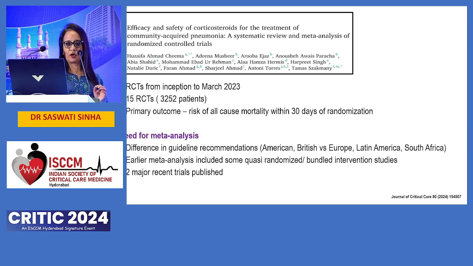I would just like to focus on the one which was published this year, and they have included the two latest trials. What is the need for so many meta-analyses? It's probably that we are still not able to decide who, when, and why to give steroids, and there has been a difference in the guideline recommendations. American and British do not recommend giving steroids, as opposed to European, Latin American, and South African, who have certain conditional recommendations of giving steroids for community-acquired pneumonia.